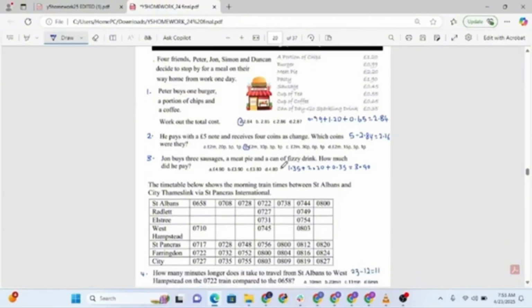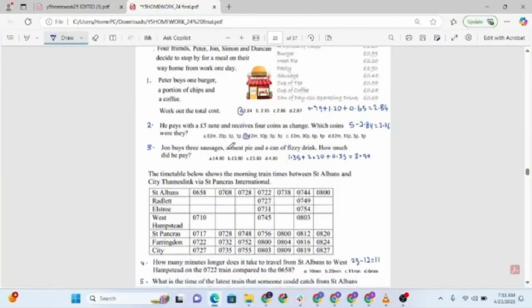Question 3. John buys 3 sausages, 1 meat pie, and 1 can of fizzy drink. How much did he pay? The correct answer is option B, £3.90.